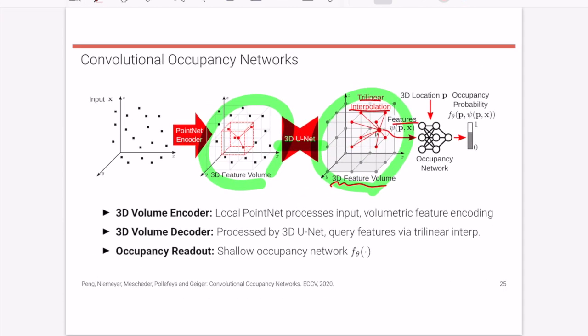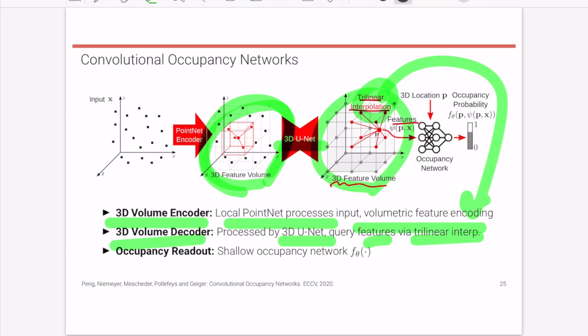Okay, so in this variant, in the 3D volume encoder, a local PointNet processes the input and volumetric feature encoding is applied, and in the 3D volume decoder, the original 3D feature volume is processed by the 3D UNet and creates the feature via trilinear interpolation, because this is a 3D volume like the box representation. Then, of course, we require the shallow occupancy network f theta.